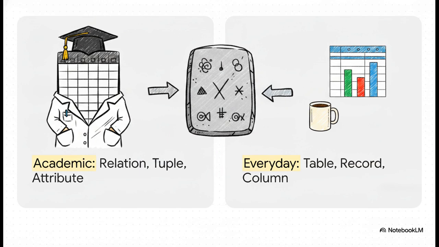In the academic world, you're going to hear the word relation, but honestly, that just means a table or a file. You'll hear the super technical word tuple, but we're literally just talking about a record or a row. And when they say attribute, they just mean a column or a field. I really want you to realize right now that these big, intimidating academic words are just the everyday spreadsheet concepts you're already completely familiar with. It's the exact same logic, just wearing a lab coat.